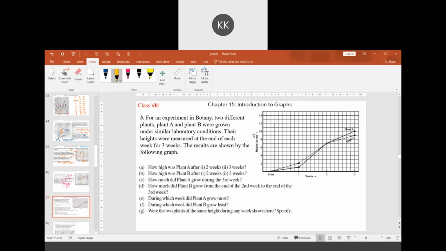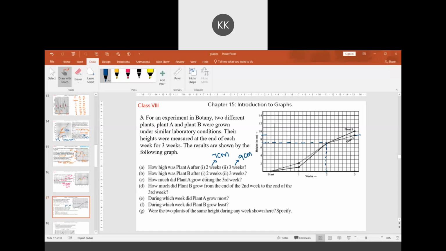How high was plant A after 2 weeks? 7 centimeters, from the graph, when it is difficult to see. Yes, this is 7 centimeters. For the third week, plant A is 9 centimeters.